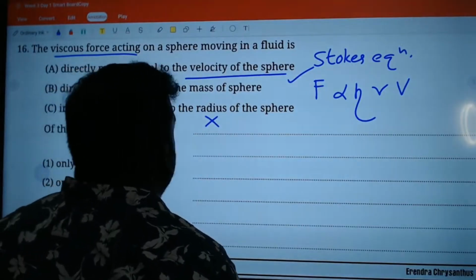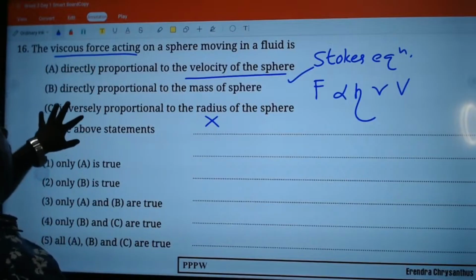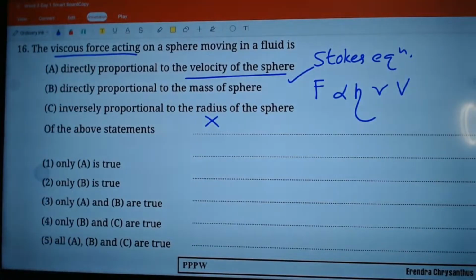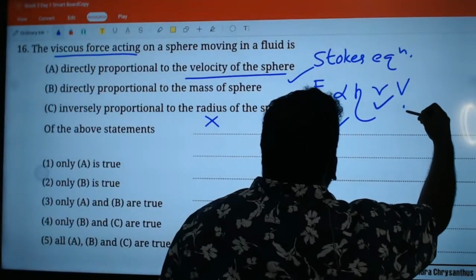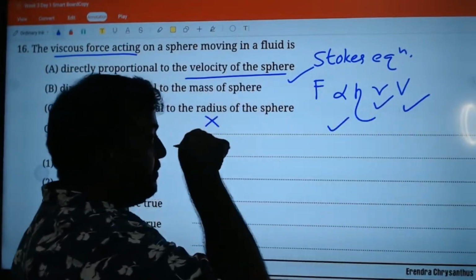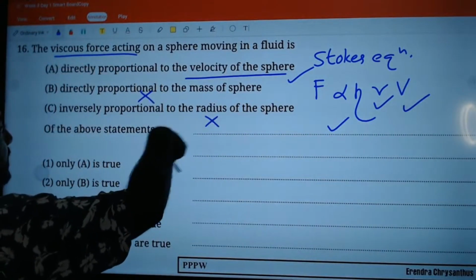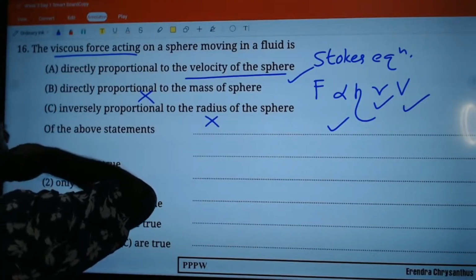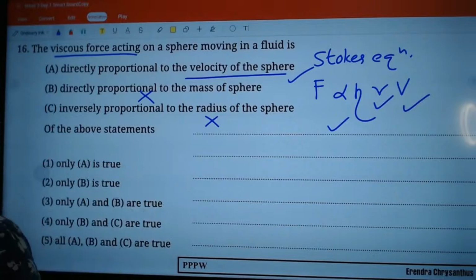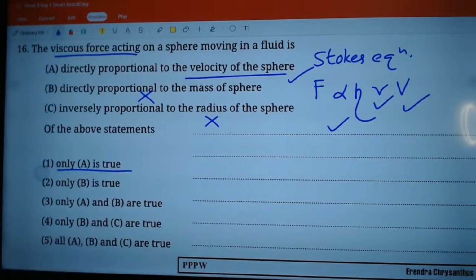Now what are they asking you here? Viscous force acting on a sphere moving in a fluid depends on. So you know eta, you know R, you know V. It's not terminal velocity, it's viscous force, so it does not depend on the mass. Depends on the speed and the radius. Only correct statement is answer A.